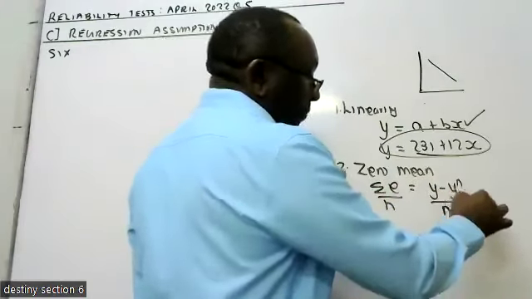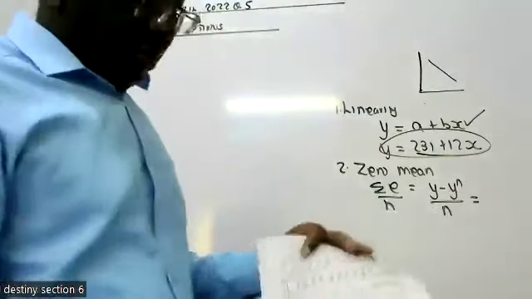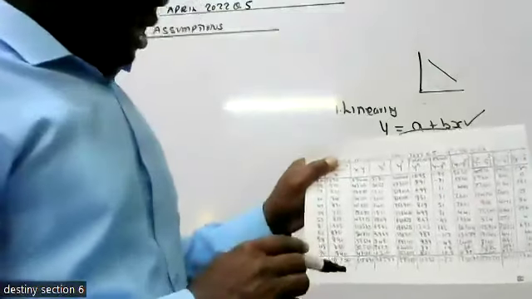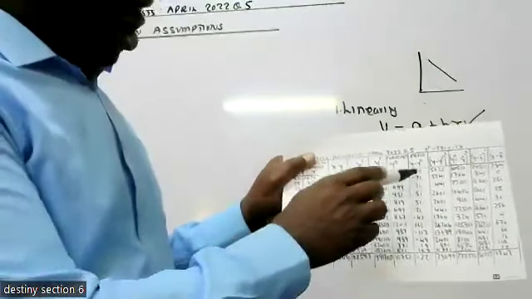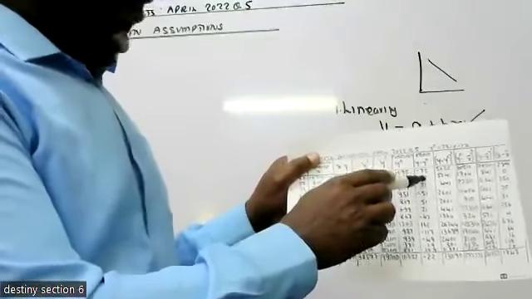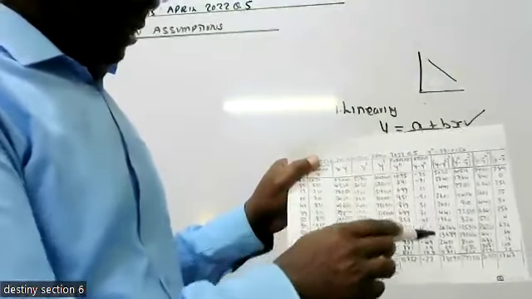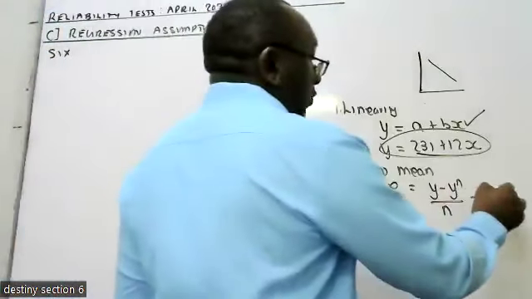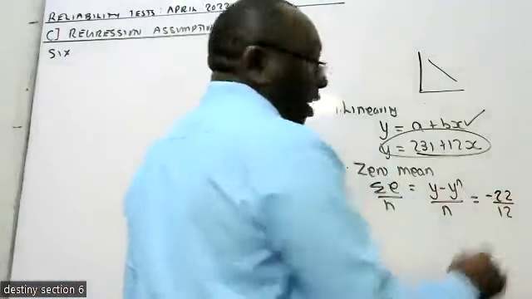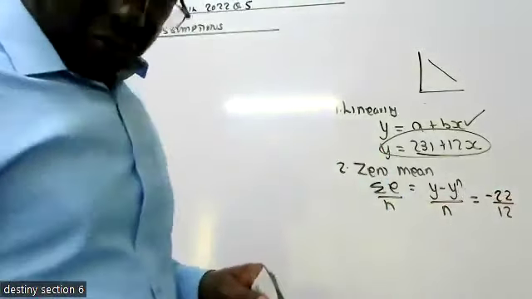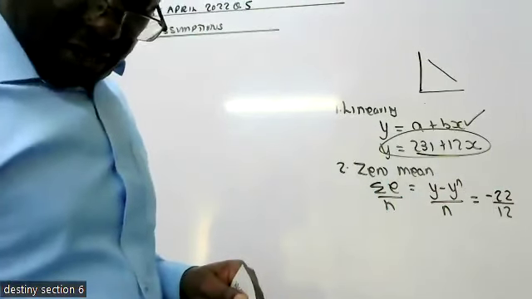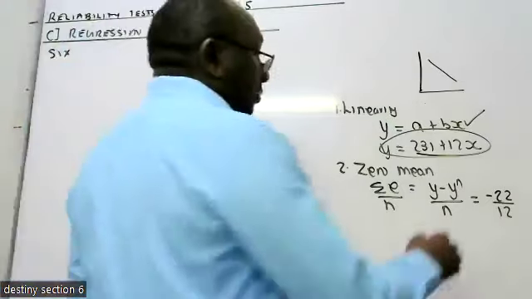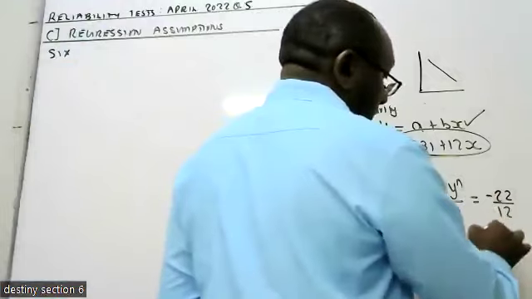you divide by n. If you look at this table that we drew, go to your table, you can see this column that we called error. Now, the total here, and you can see it's plus or minus, is negative 22. So if you get negative 22, you divide by 12. I'm getting something to do with negative 1.8.